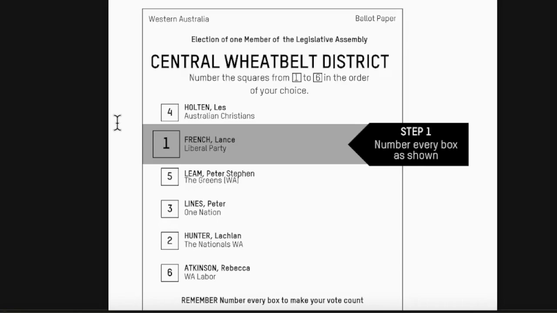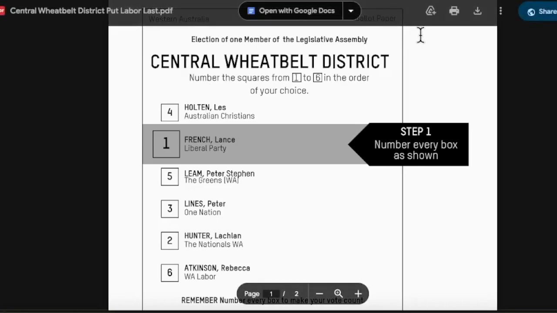The Central Wheatbelt District is held by the National Party, and Hunter Lachlan is seeking to take over the seat from Mia Davies, who is moving to the federal arena. Again, this website promotes the Liberal Party as the option. There's no Shooters and Fishers party there.